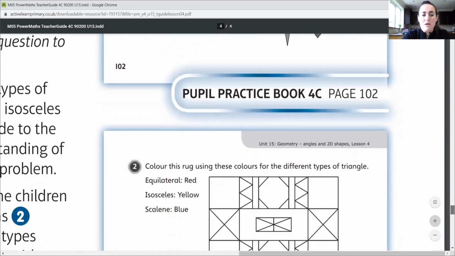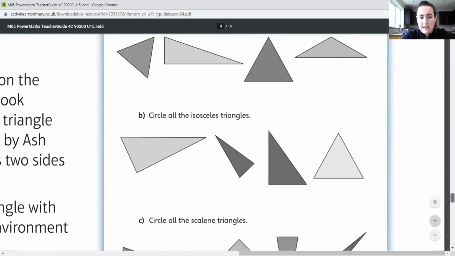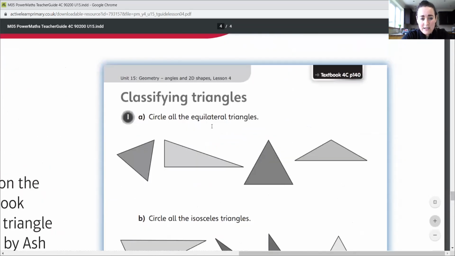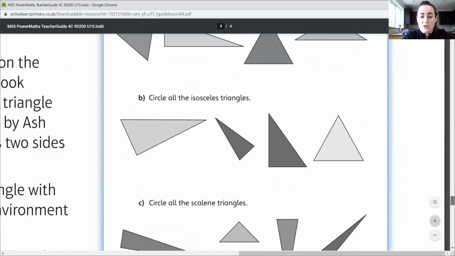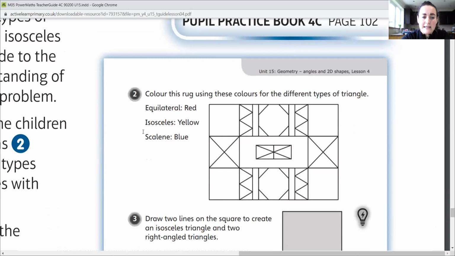Moving on to question 2. Similar to yesterday's, I think it was question 3, you've got a rug here, and you just need to go through and identify those different types of triangles. The difference here, the progress, is that you've gone from just identifying one in a group of pictures to this time having a range of triangles in there. You need to identify all 3. So equilateral need to be coloured in red, isosceles coloured in yellow, scalene coloured in blue.